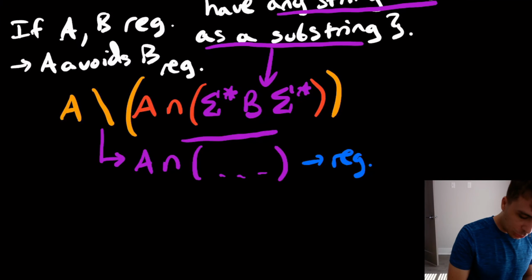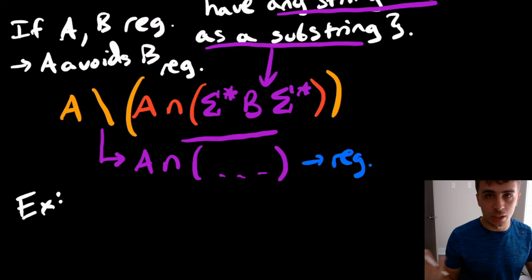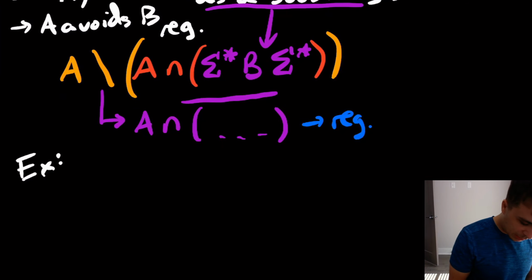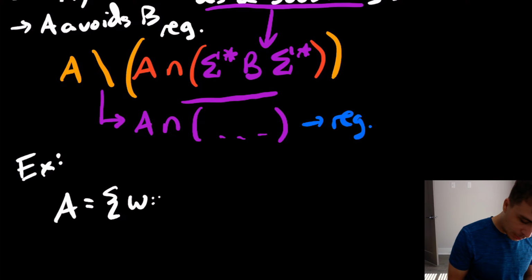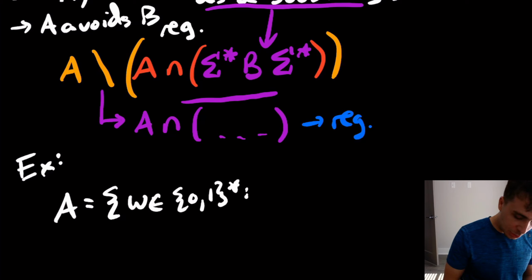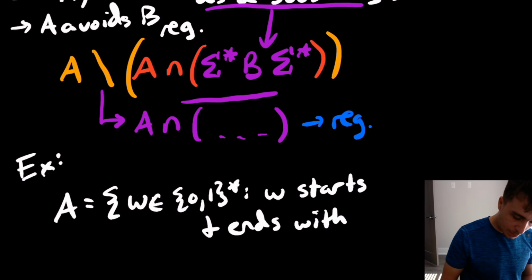Okay, so let's actually do an example here. As always, these examples are not cooked up; I am doing this completely live. Let's say we have A being, how about all the strings that start and end with a 0? So W in {0,1}*, such that W starts and ends with a 0.